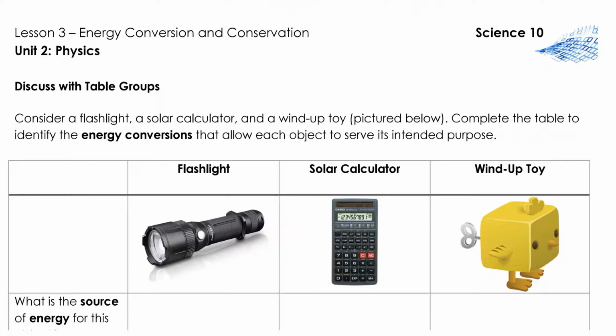In our next example, I'd like you to consider a flashlight, a solar calculator, and a wind-up toy, and complete this table to identify the energy conversions that allow each of these objects to serve its function. To do this, you'll have to identify the source of energy, the form of energy that's produced, and any intermediary forms of energy that are involved in between.